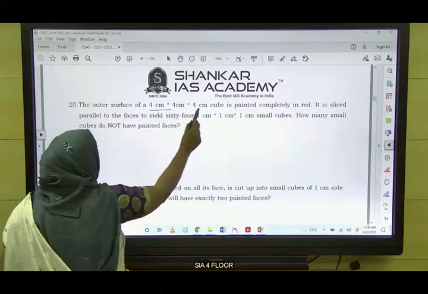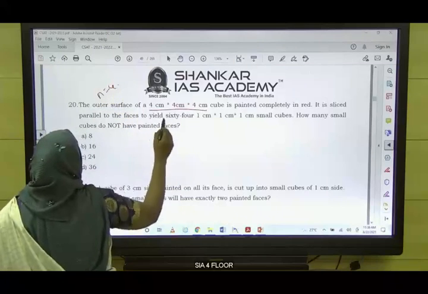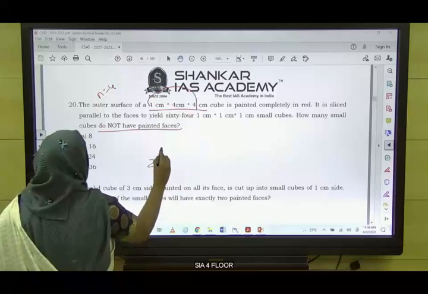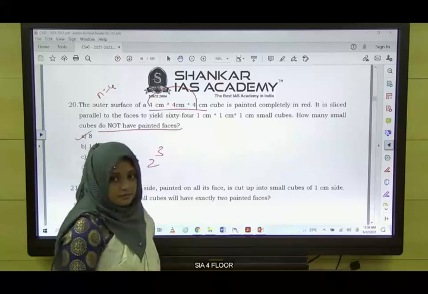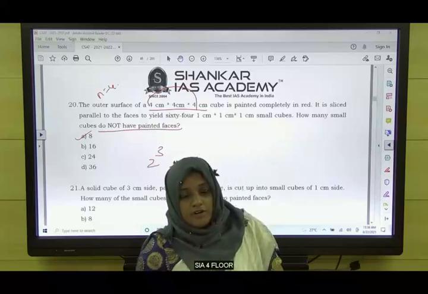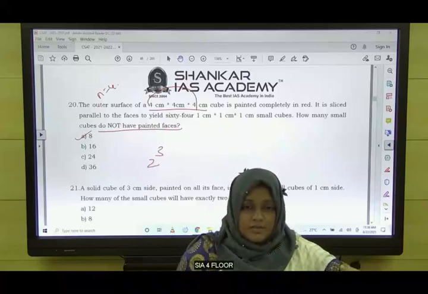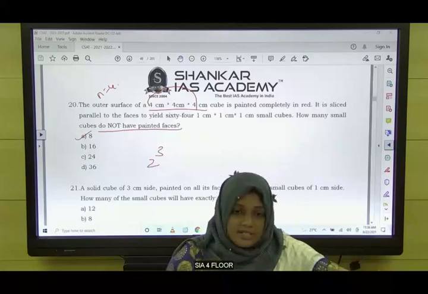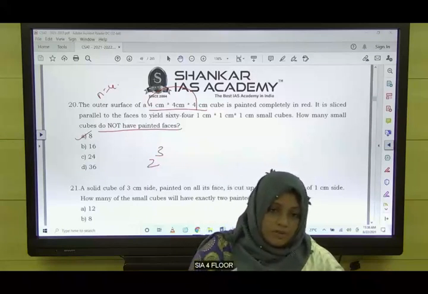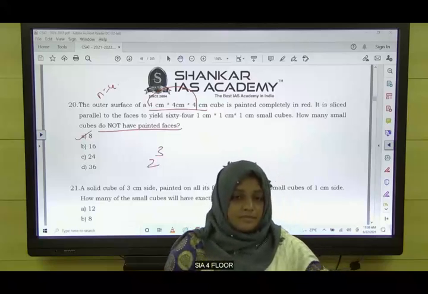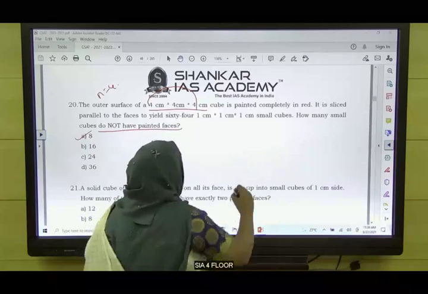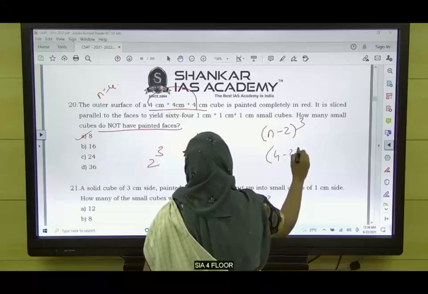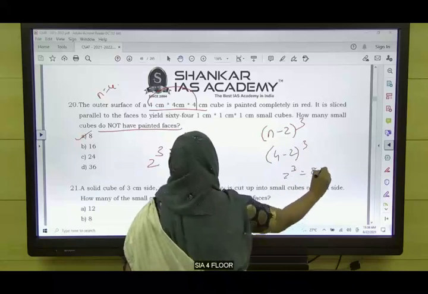Okay, here 4, so n is equal to 4. How many are not painted? So it's a 4 cubical block outside. So inner will be 2 cubical block, which is 8. Okay, the outer cubical block not painted is asked, no. So which means we have to focus on the inner block. I told you already the inner block will be 2 less than the outer block. Outer block is 4, inner block will be 2. 2 cubical block will be inside, which is 8. Okay, if you're not understanding this, use the formula: 4 minus 2 cube, 2 cube, 8.